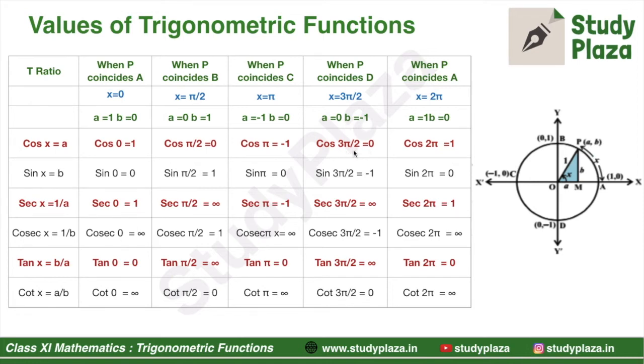Cos 3 pi by 2 is equal to 0. Sin 3 pi by 2 is equal to -1. Sec 3 pi by 2 is equal to infinity. Cosec 3 pi by 2 is equal to -1. Tan 3 pi by 2 is equal to infinity. Cot 3 pi by 2 is equal to 0.